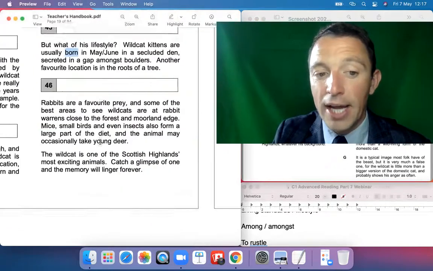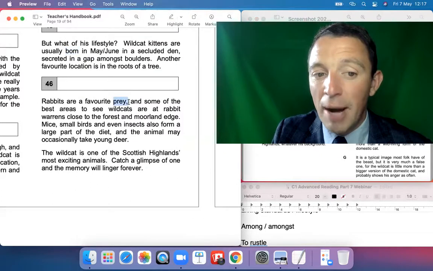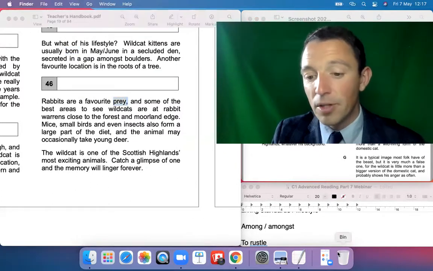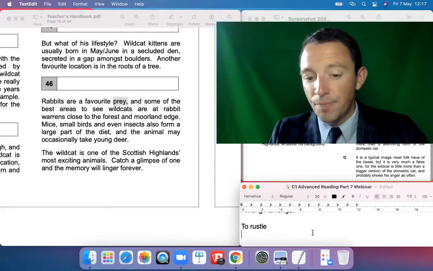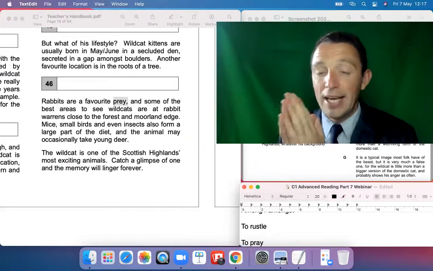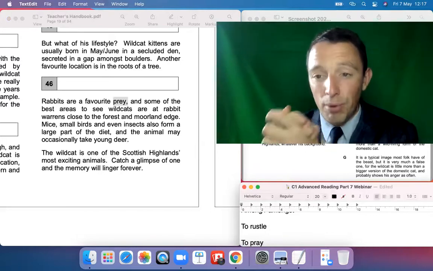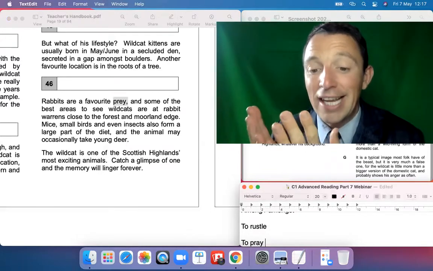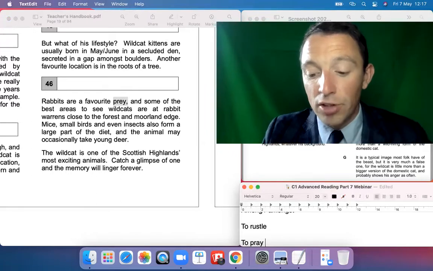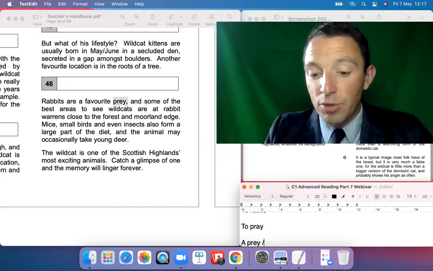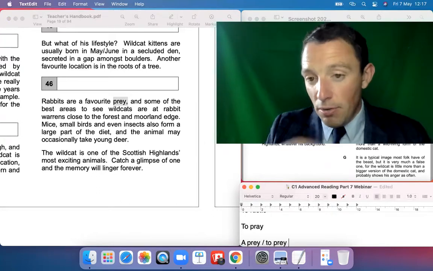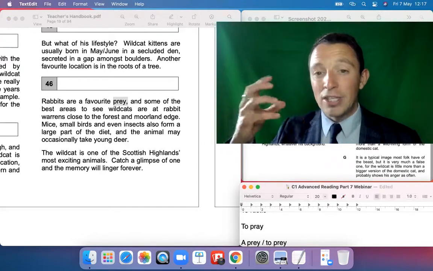Okay, the next word is very important. Rabbits are a favorite prey. This is very interesting, because we have two words. We say the verb to pray is in the religious situation. So if you pray, that's the significance and that's the pronunciation. But also we have another word which is completely different, a prey, or the verb to prey. And basically it's related to the wild, it's related to the animals.